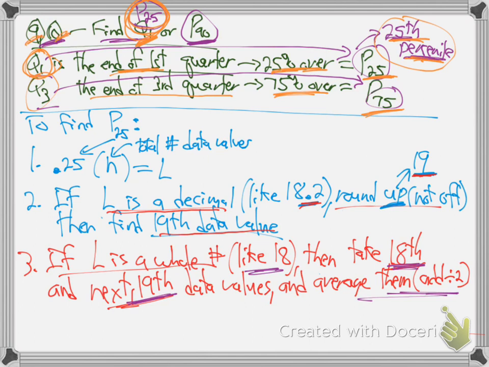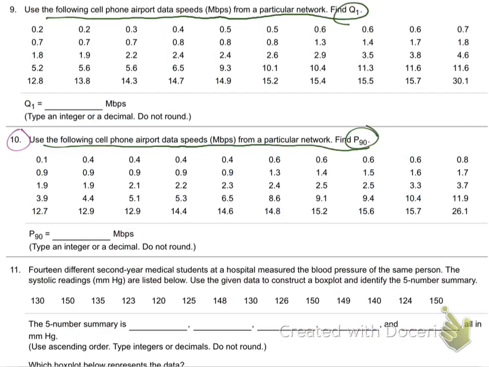And then at number 10, they're going to ask us for P90, and so that means 90% of the way through the game. And it's not a game, it's actually a data set. So on this one, Q1, they want me to find the data value that is 1/4 of the way through the data set. The data value at the end of the first quarter, like if you were to break this whole data set into 4 equal groups, what piece of data would be at the end of the first quarter? Or have 1/4 below it, I should say.